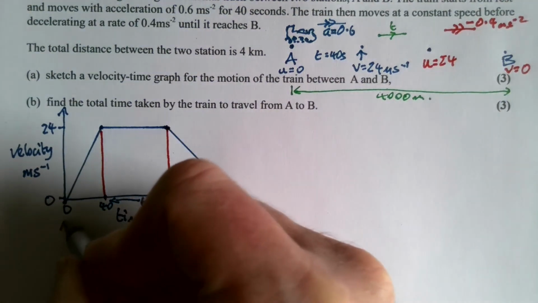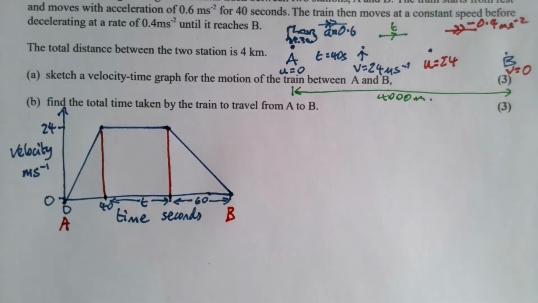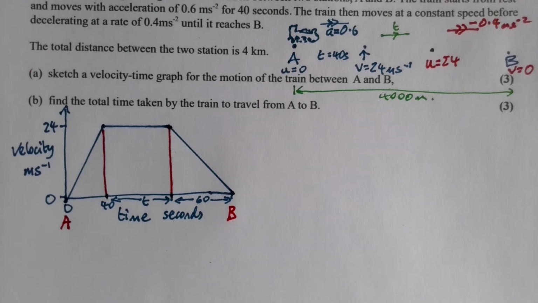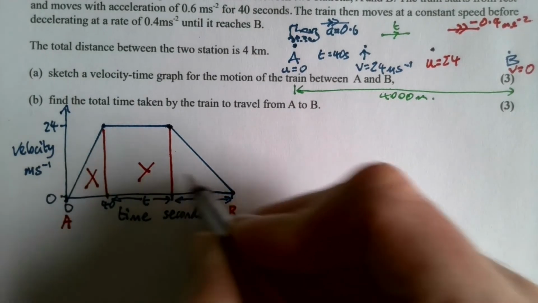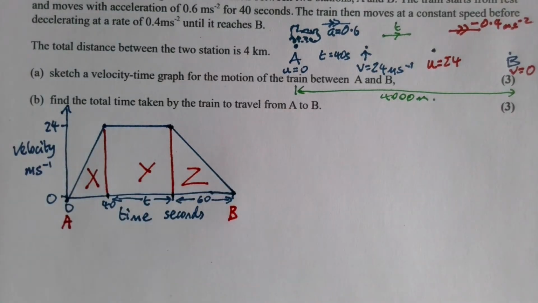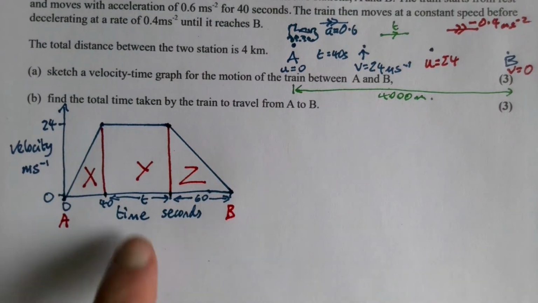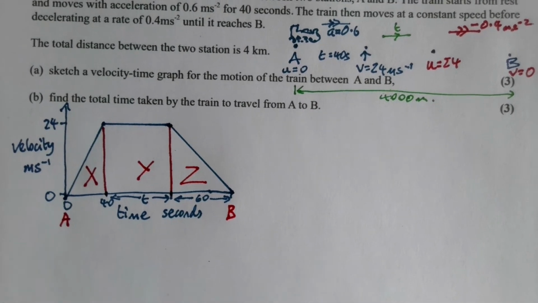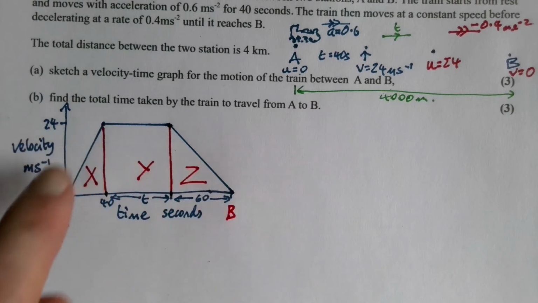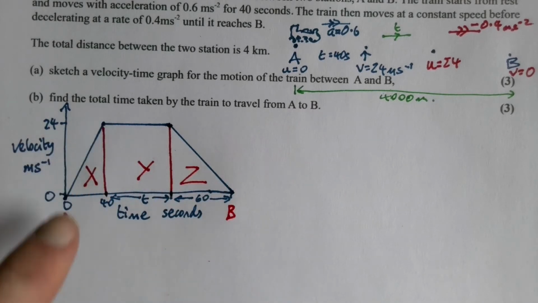Now, as we've got station A and station B, perhaps I should have had that on there before as well, I'm going to call this zone here X, this one Y, and this one Z. And in order to work out the total time, we've got to work out that time. We know it's 4,000 meters altogether. The distance under the line, the area under the line, sorry, is the distance that we go, because distance equals velocity times time.